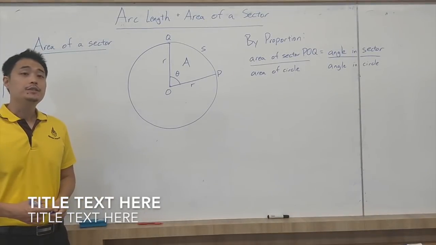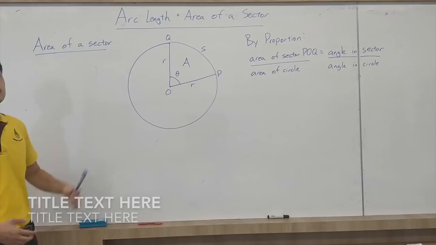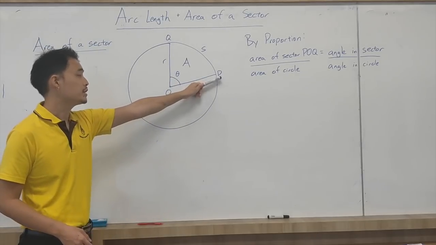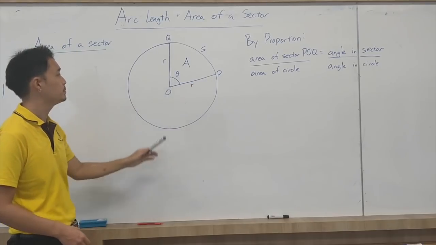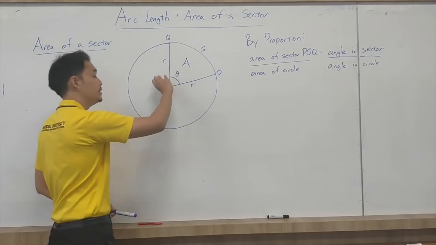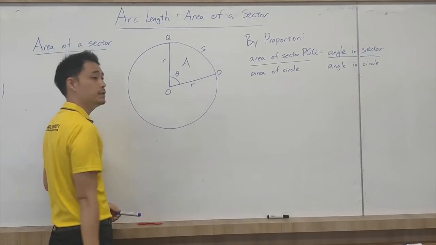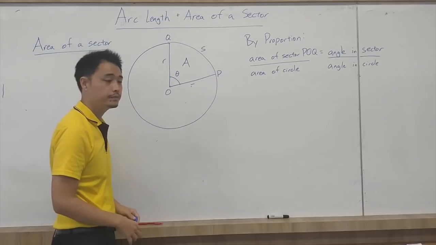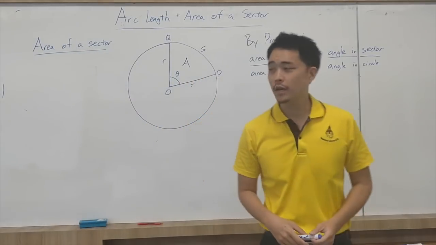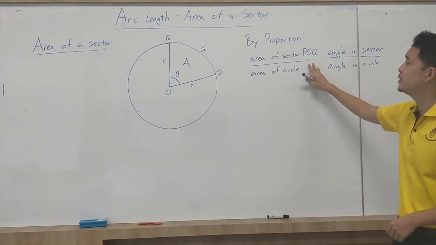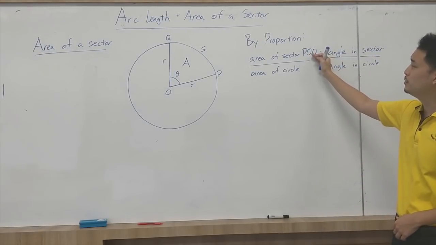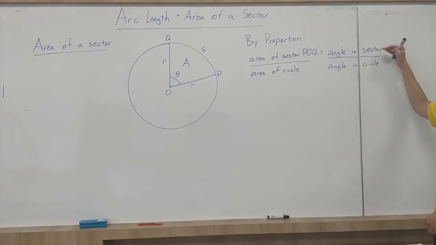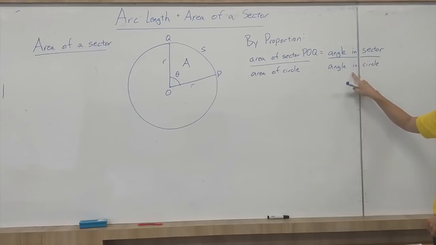All right guys, now let's take a look at area of a sector. Over here, we're going to look at a circle with a sector cut out of it called POQ. Of course, this A denotes the area of this sector, with radius r and arc length s. The first thing we want to do is set up a proportion: the area of sector POQ over the area of the circle is proportionally the same as the angle in the sector divided by the angle in the circle.